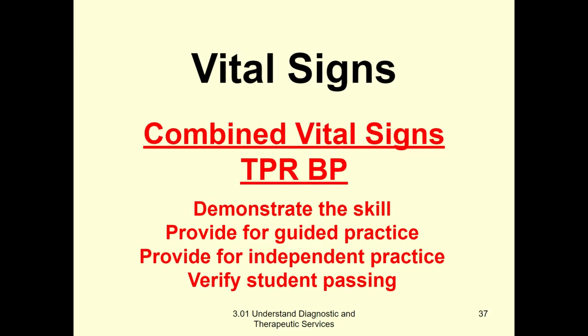And then when we get back to class, if we get back to class, we'll also do something called combined vital signs, TPR-BP: temperature, pulse, respiration, and blood pressure. So you take a temperature, you take pulse and respiration. Remember, you do that at the same time. With the first 30 seconds, you're actually taking the pulse. And then the second 30 seconds, you keep your finger there so they don't know it, but you're actually counting their breaths. And then blood pressure.